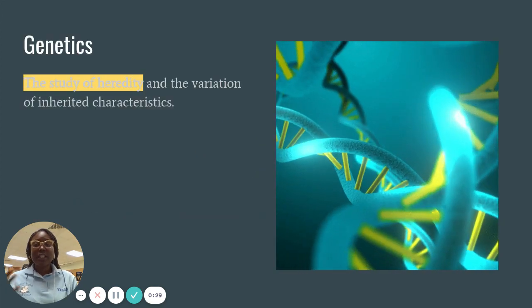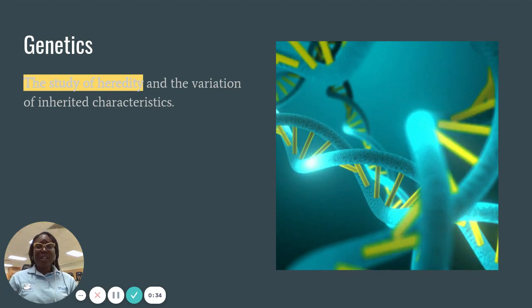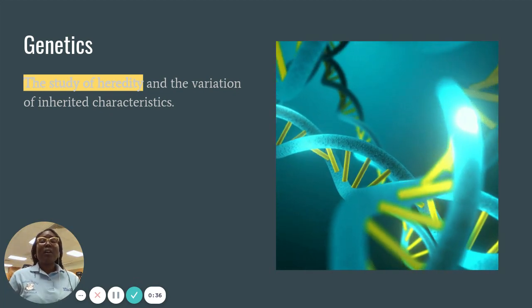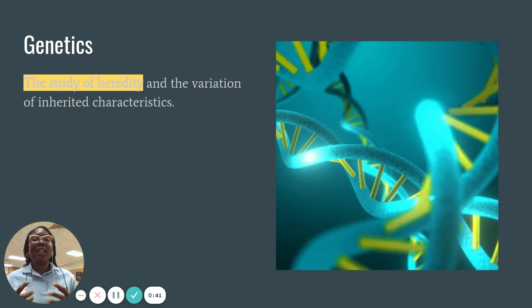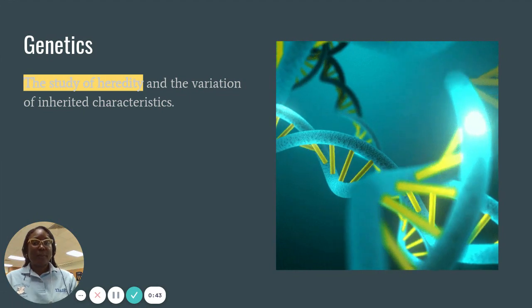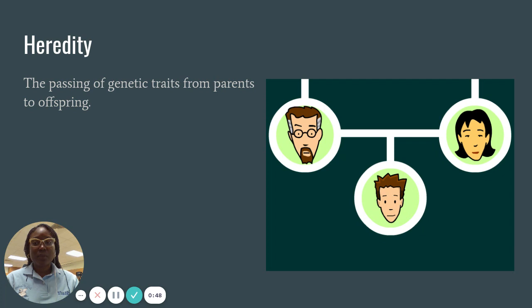So genetics. What is genetics? Genetics is just a fancy way of saying the study of heredity, and the variations of these inherited traits. All that stuff that we inherit is in our DNA. So what is heredity? Heredity is the passing of genetic traits from the parents to the offspring. And the offspring is a fancy way of saying the child.